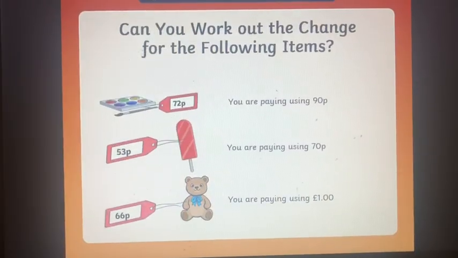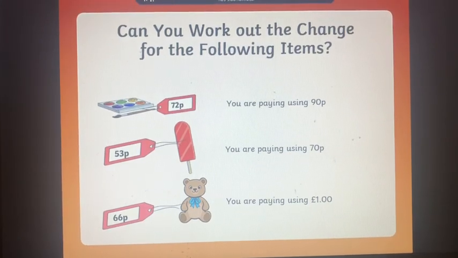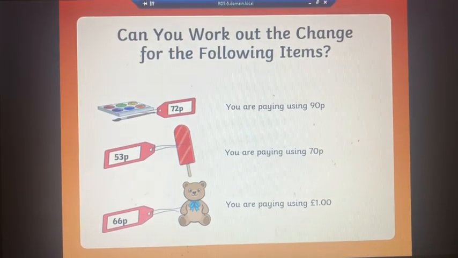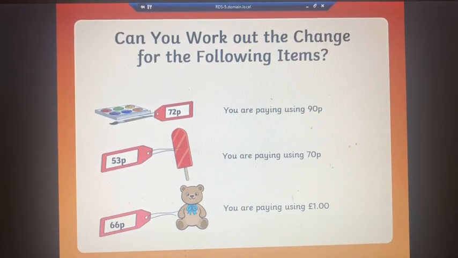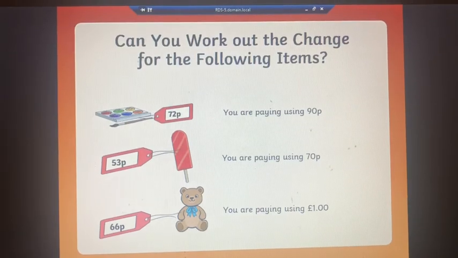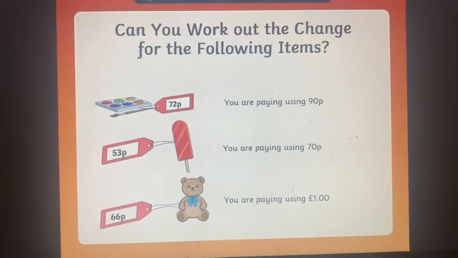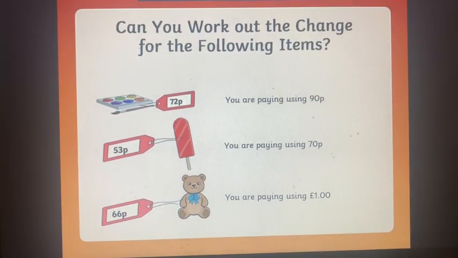Then finally, here are your last three questions. So you're going to use exactly the same method that we've been using in our lesson today. So you're going to use the number line and you're going to be counting up to the nearest 10, and then from the nearest 10 up to the amount that you paid with. So these are the three questions.